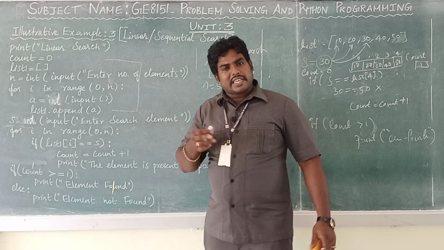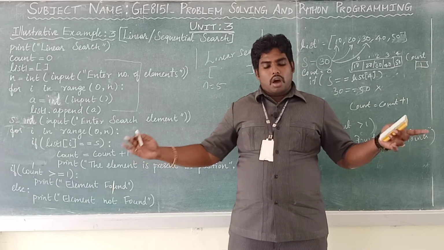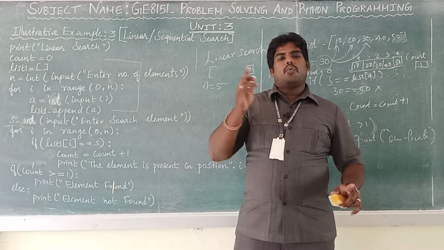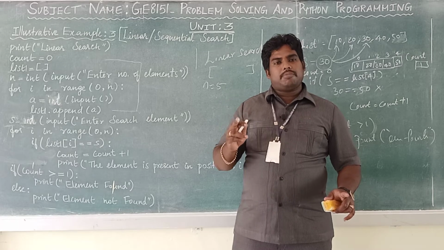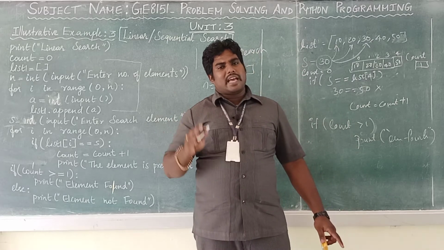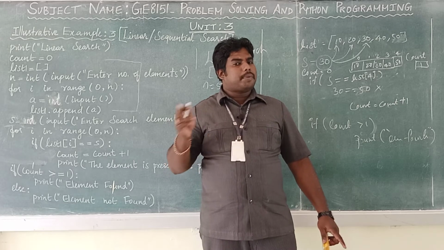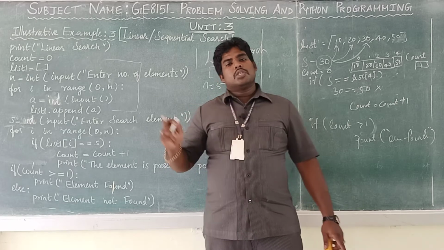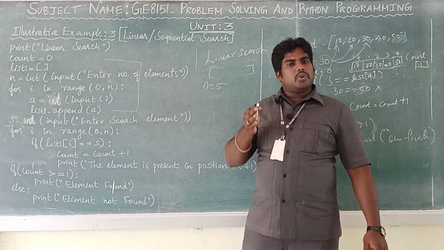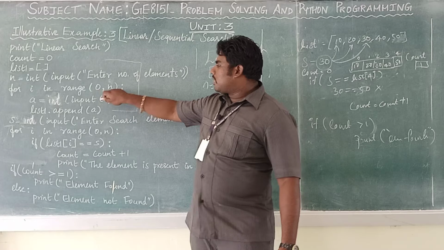Then at a time you can give only one element in the list. You can't give all the 5 elements at a time. So if you want to repeat any operation again and again, which one is required? We need a loop. If you want to repeatedly do the same operation again and again, we need a loop. So I want to give 5 inputs in the list. So 5 times I am going to do the same work again and again. So I need the loop. For that only I am using a for loop.